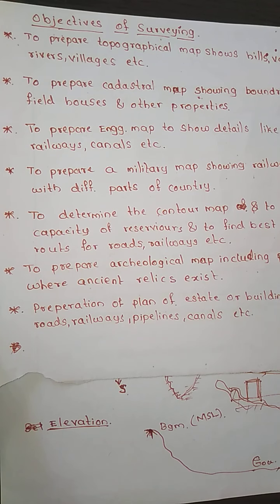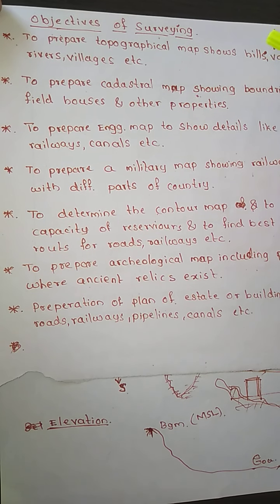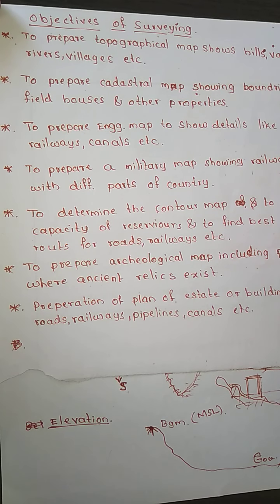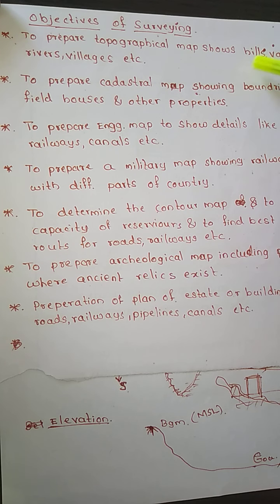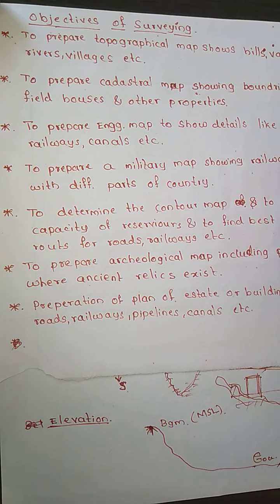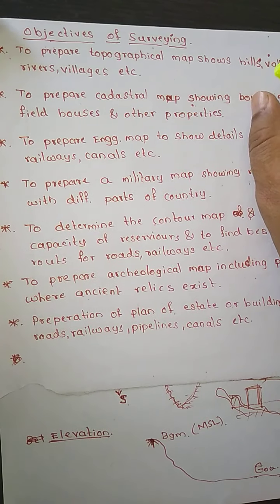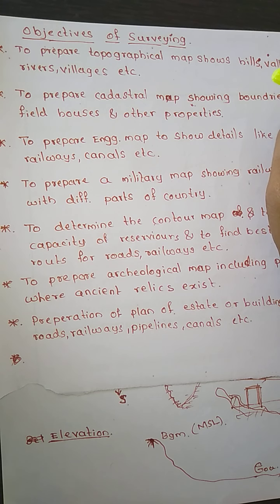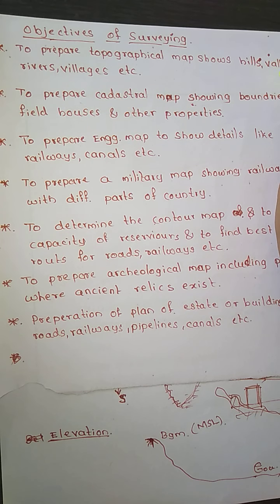Now we'll see what the different objectives of surveying are. One is to prepare the topographical maps, which are going to show the hills, valleys, rivers and villages. So surveying will be used for that.